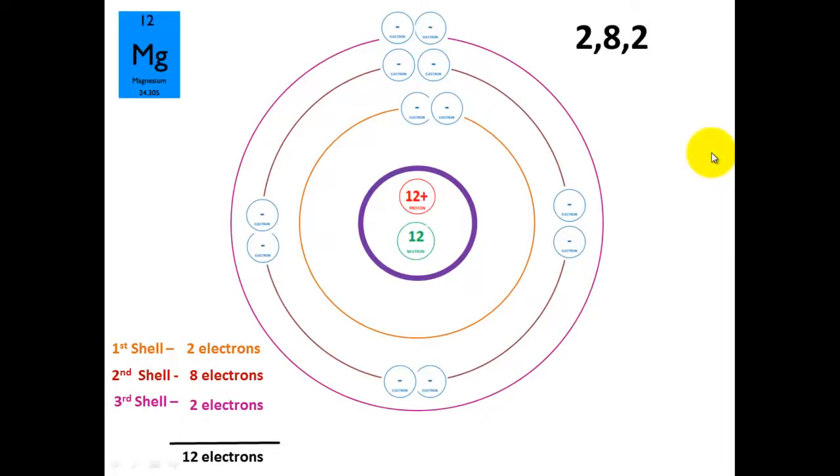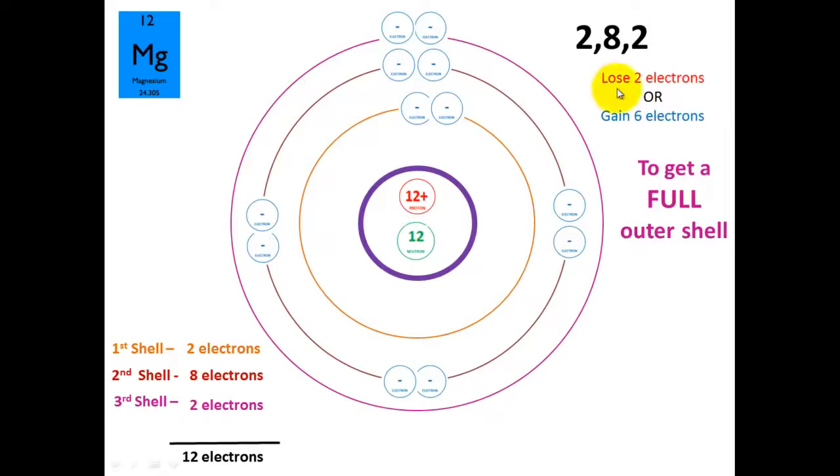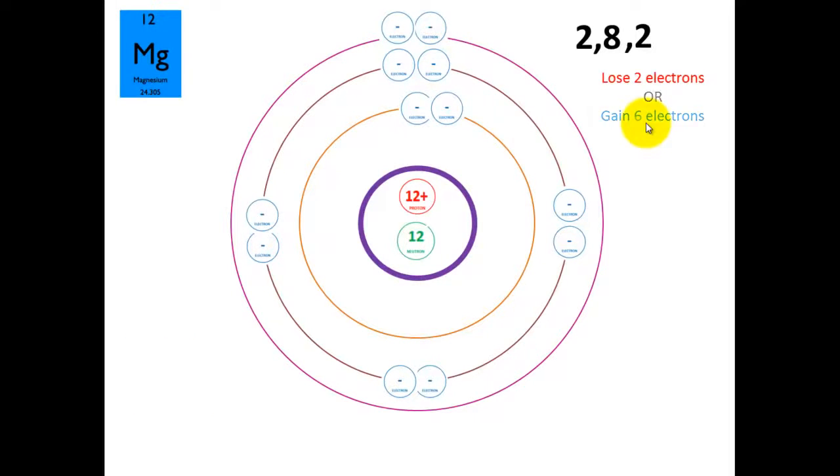So to get a full outer shell, this atom can do one of two things. It can either lose 2 electrons or it can gain 6 electrons. Atoms are lazy and want to use as little energy as possible. So it's a lot easier to lose 2 electrons than it is to gain 6 electrons. And that's exactly what magnesium will do given the opportunity. So magnesium will lose 2 electrons.